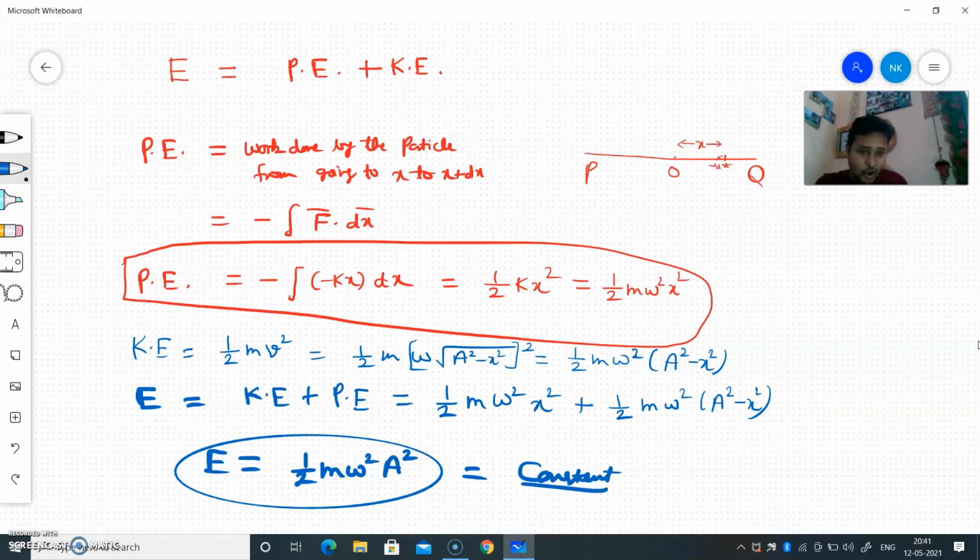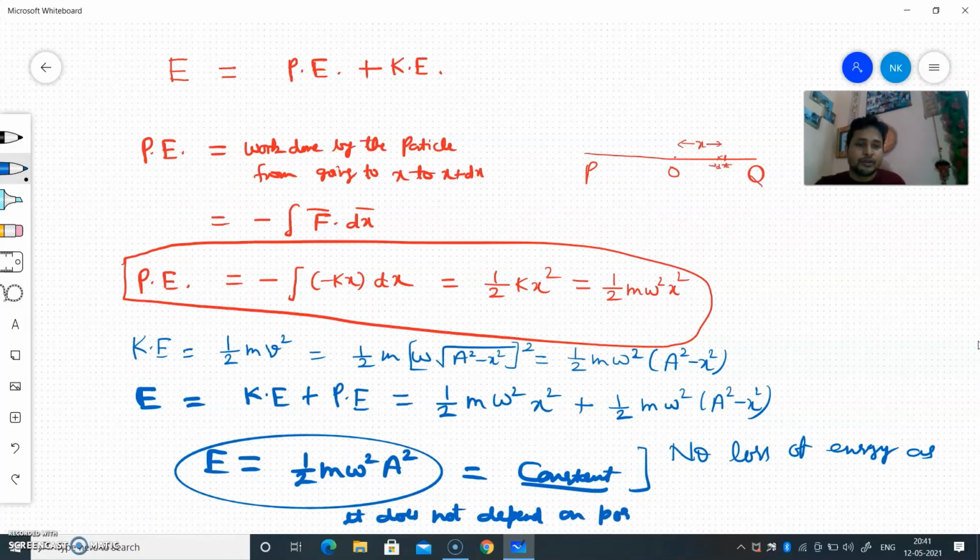That means there is no loss of energy. Total energy is actually constant. It does not depend on position, as here there is no loss of energy, as there is no dissipative force.